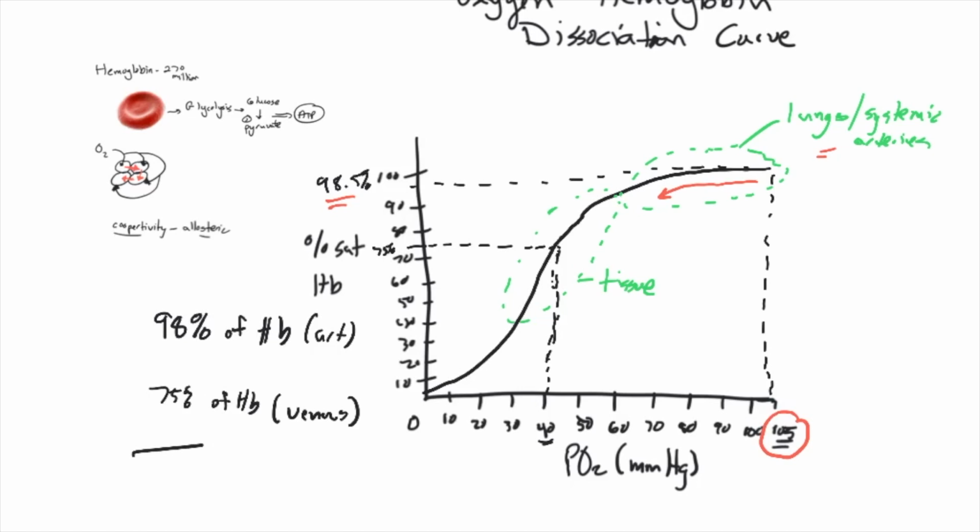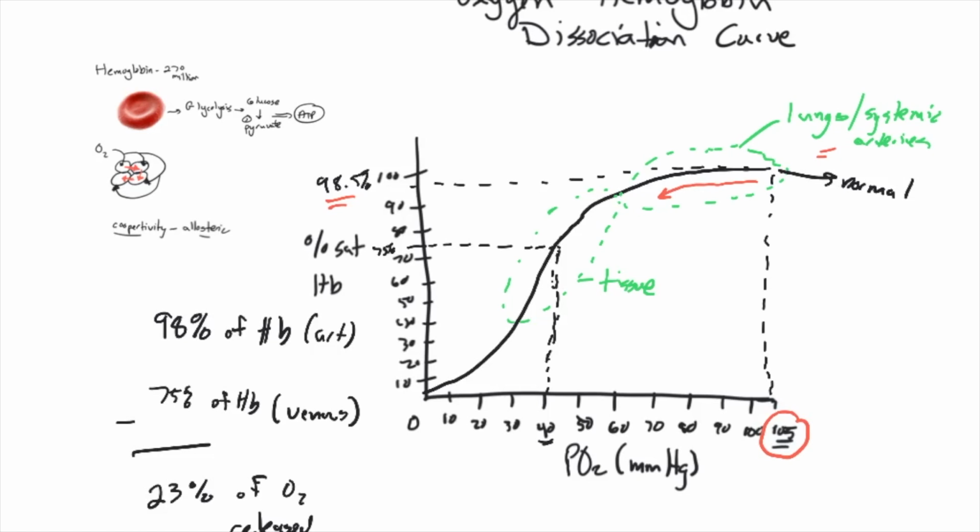So we do a quick math problem. We subtract 98 from 75, and we see that 23% of that oxygen that was bound to hemoglobin in the arteries was released into the tissues. Okay? Now again, we're naming this as being normal. This is you just sitting still, not really doing anything. This is our normal saturation curve.